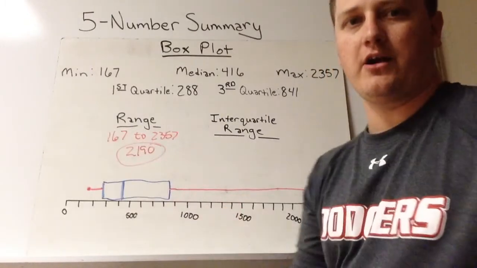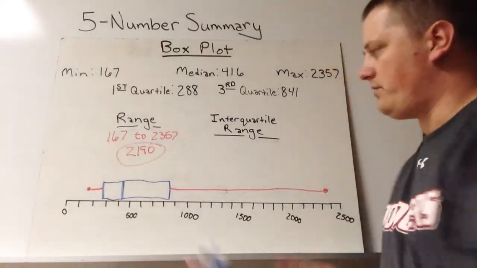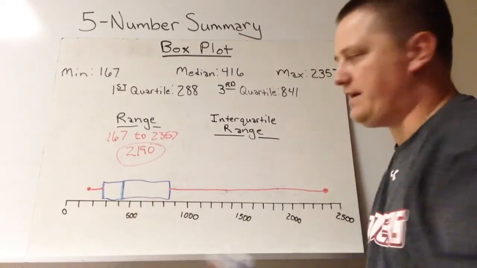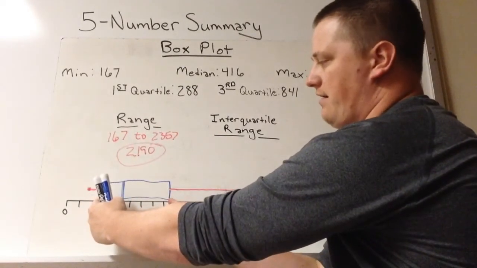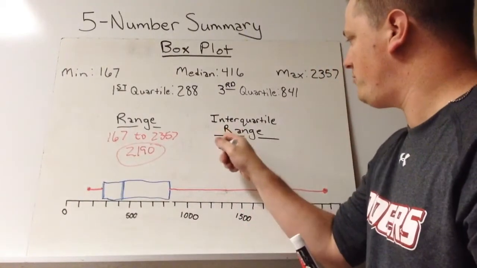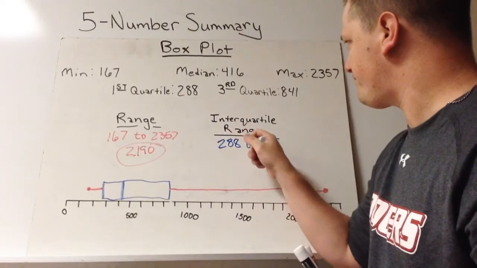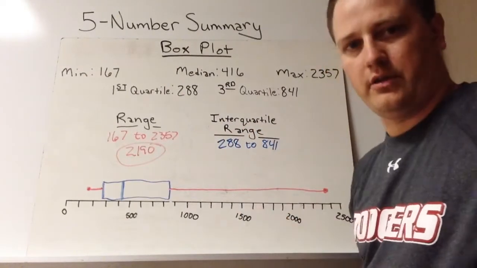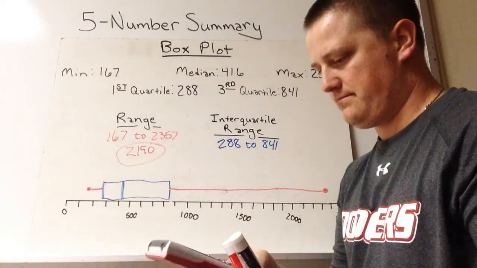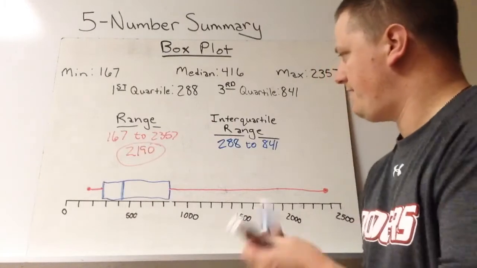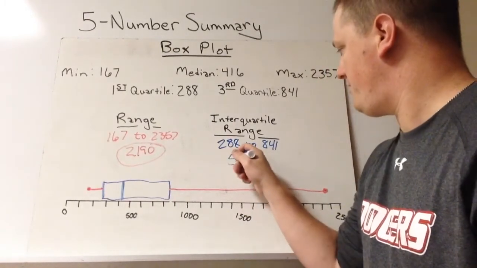Then we want to know our interquartile range. Our range is from here to here, from min to max. Our interquartile range is from here to here, our first quartile to third quartile. So that would be 288 to 841, and do a little subtraction. That would be 533.